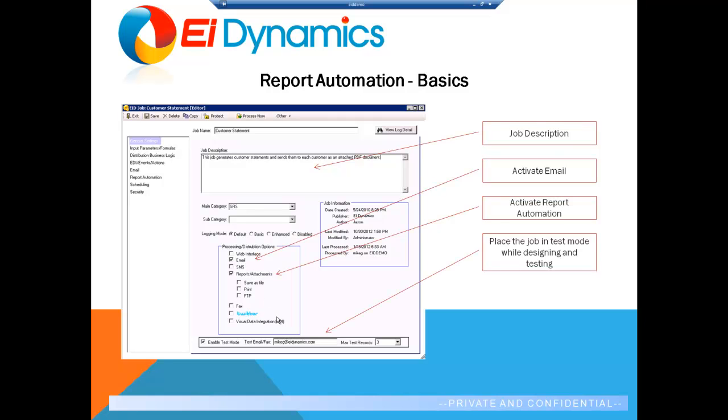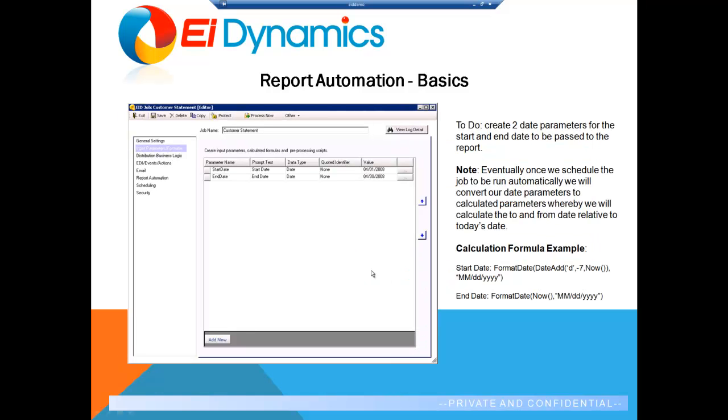Also, since we're going to be sending something off in the email, I always find it a good idea to click the enable test mode. That way we have peace of mind that as we're working with the job and testing it and sending stuff out, we don't inadvertently blast out a bunch of emails to people before we're ready to do so. The next tab in the setup process is the input parameters.